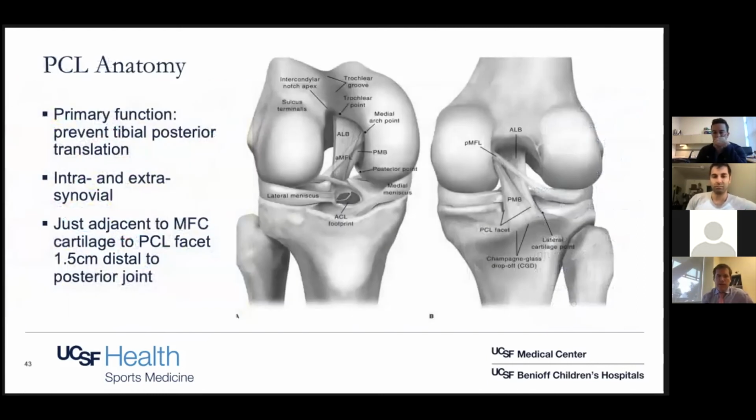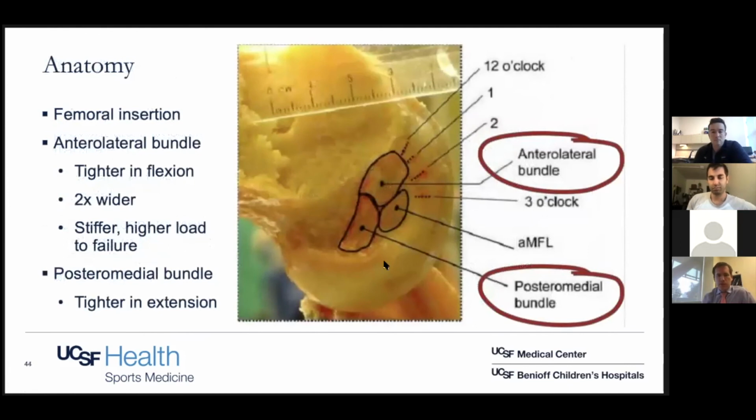All right. And then, so we've talked about ACL, MCL, posterolateral corner. So talk a little bit about PCL. So obviously the primary function is to prevent posterior translation of the tibia. And then it's intra-articular extrasynovial, arthroscopically, we see that lining over it. And just adjacent to the medial femoral condyle cartilage. And on the tibial side, 1.5 centimeters distal. So the femoral insertion, just remember, it's kind of reversed from the ACL.